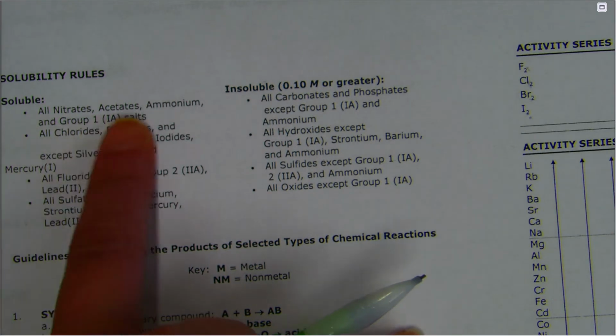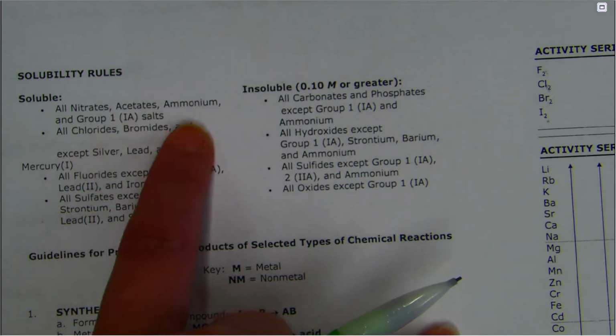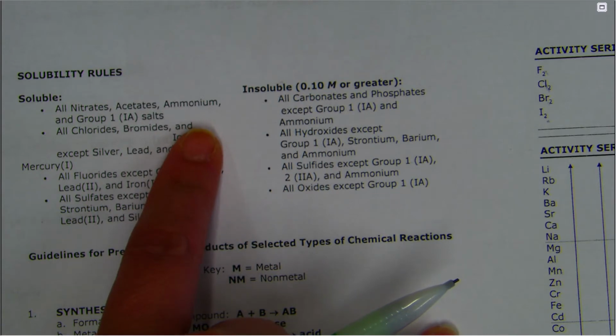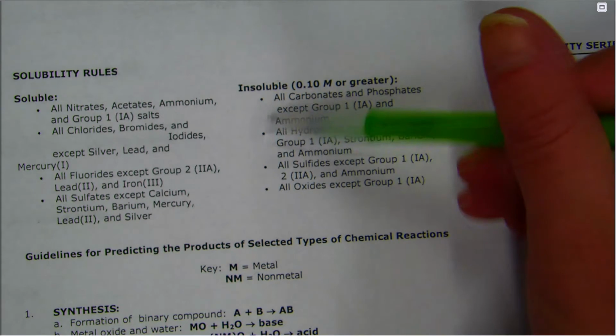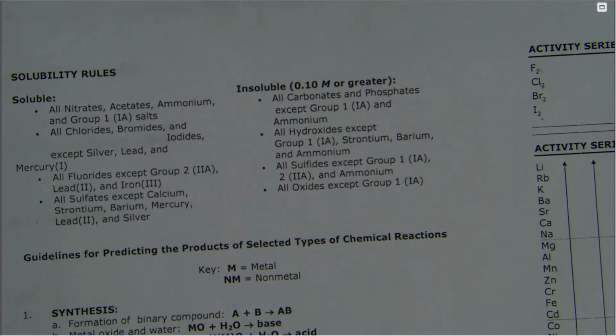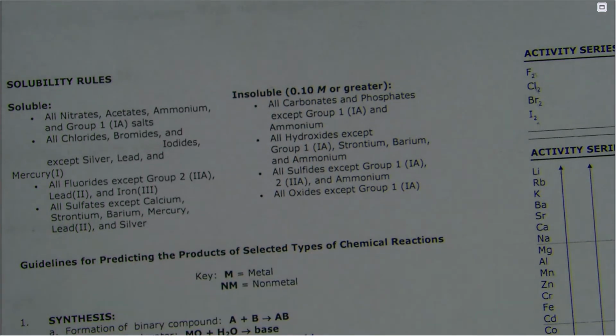This one is really important. All nitrates, acetates, ammonium, and group 1A salts are soluble. If you don't learn anything else, I would definitely learn the first two for the soluble and the first two for the insoluble. If you learn nothing else, those are going to be our most important. So we're going to kind of come through this and look at this and work on it.